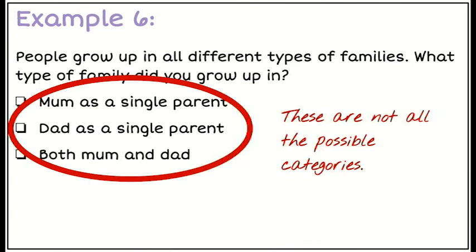So this is talking about families and what type of family you grew up in. It's talking about mum as a single parent, dad as a single parent, and both mum and dad. Now, when you think about how children are raised, are these all of the options? And I would argue that they're not all of the possible answers. There's a lot more options that we could have as well. People can be raised by their grandparents, for example. Could be adopted. There's a whole range of things.